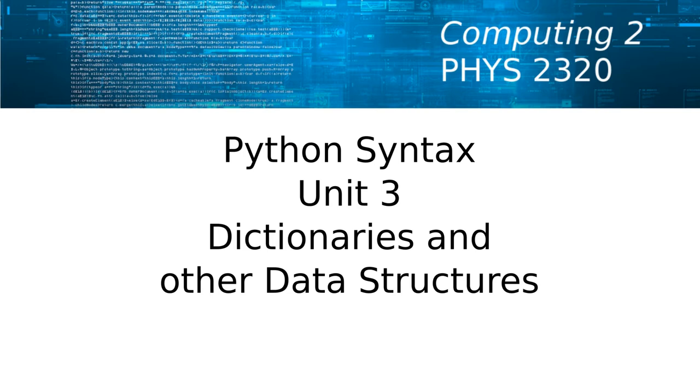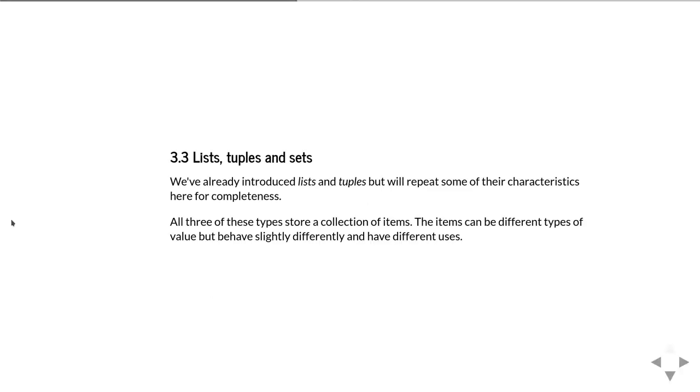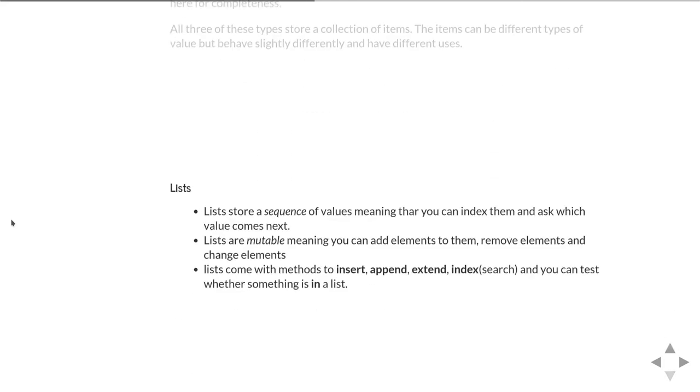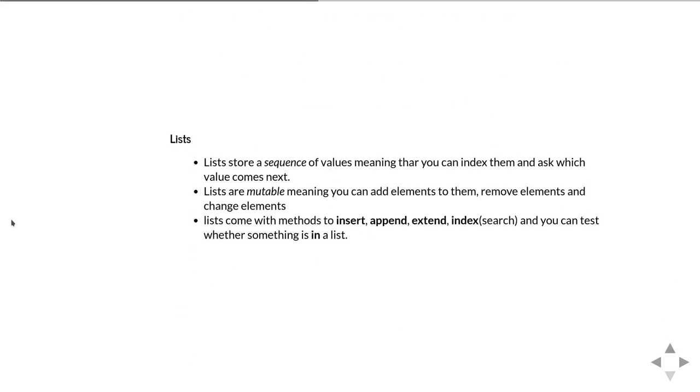So in the second part of this unit on Python syntax, we're going to look at a few more examples of data structures we're using in Python. We've already looked at lists and mentioned tuples, but we'll cover them in a little bit more detail at this point. All the three types we're discussing here are used to store collections of items. They can be used to store different types of values, but they also behave slightly differently and therefore have different uses. So we'll start with the list.